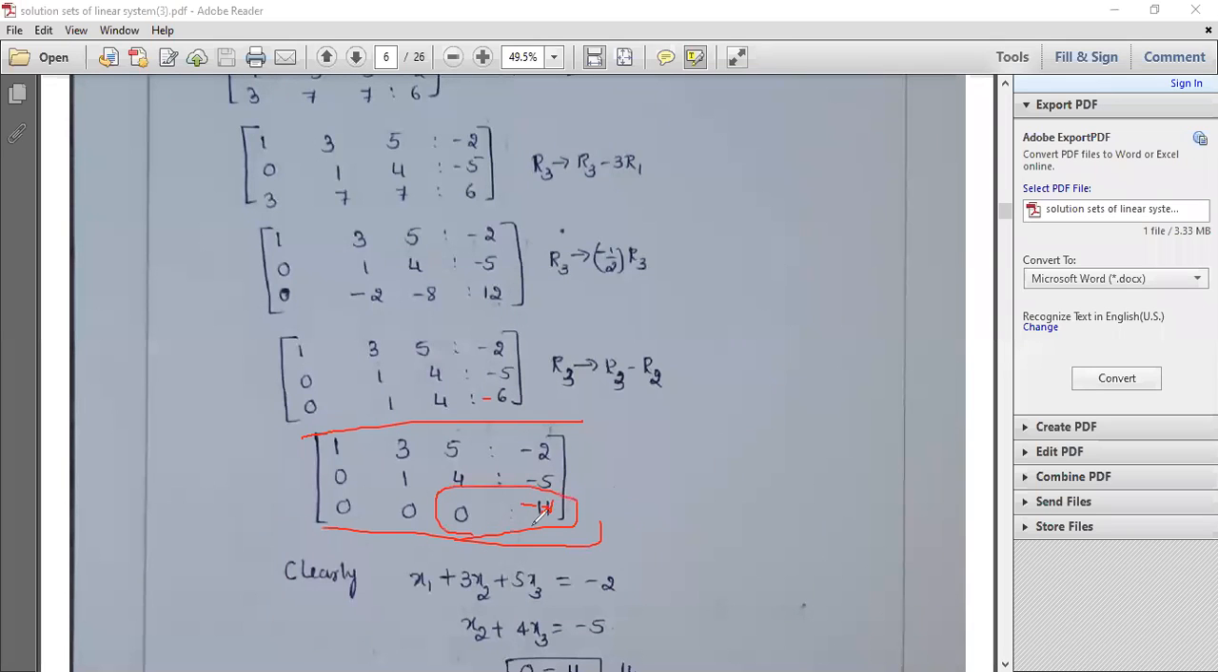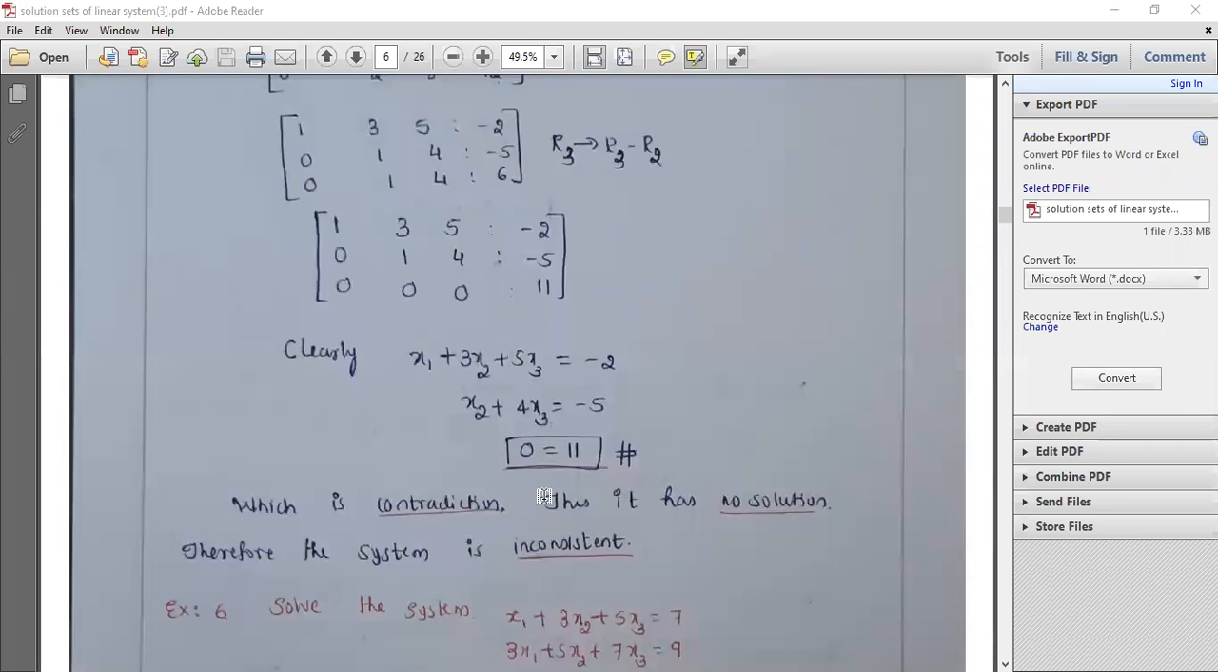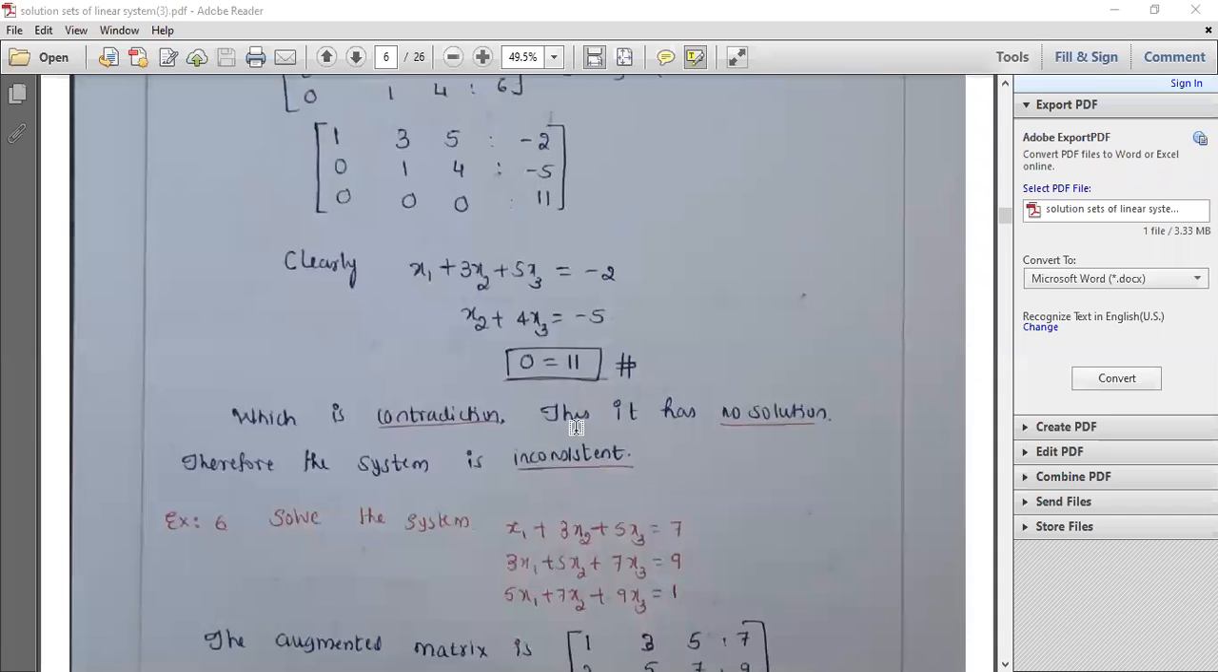Are you observing this? Now, if you write this in the form of linear equations, it is x1 plus 3x2 plus 5x3 is equal to minus 2. Then x2 plus 4x3 is equal to minus 5, and this is 0 is equal to minus 1. So if this is the case, what are you getting? You are getting a contradiction. Thus it has no solution. Therefore the system will be inconsistent.